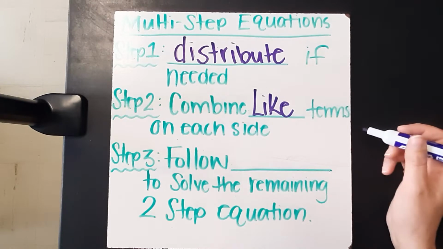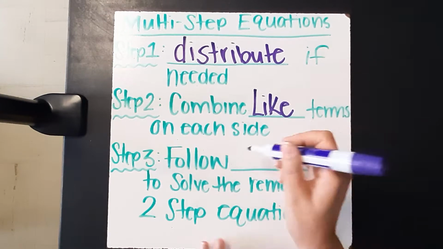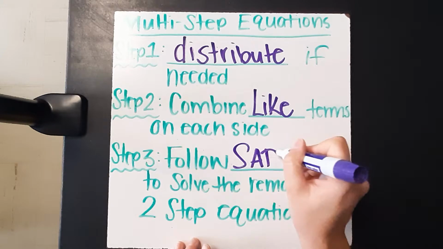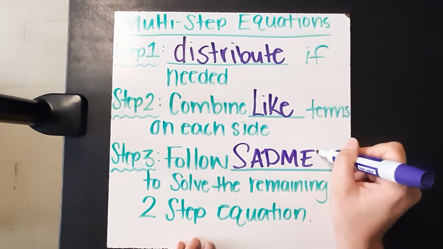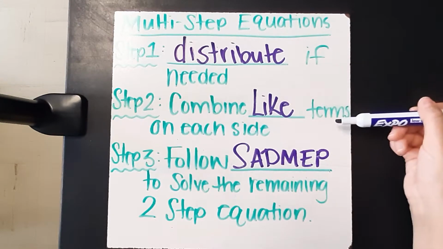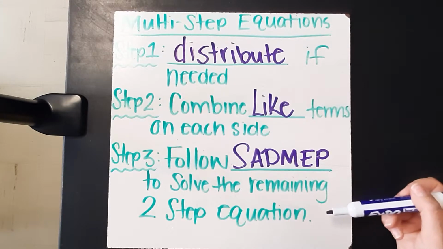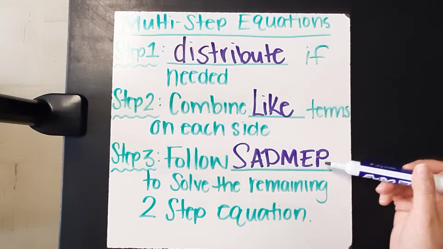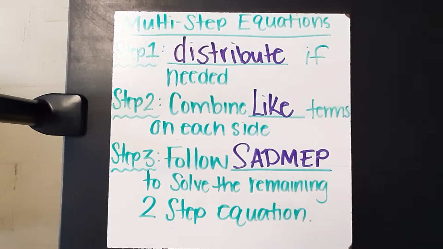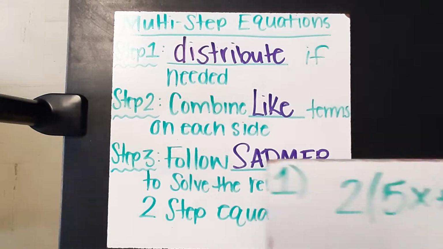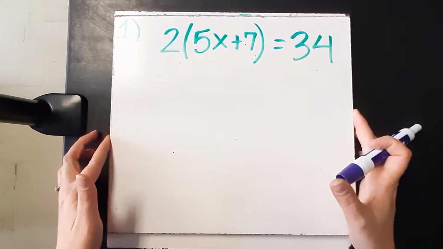Then our last step will be to follow SADMEP to solve the remaining 2-step equation. So once we do those first 2 steps, we will be left with a 2-step equation like we've dealt with before, and we'll follow SADMEP to solve. All right, let's go ahead and take a look at some examples of multi-step equations.